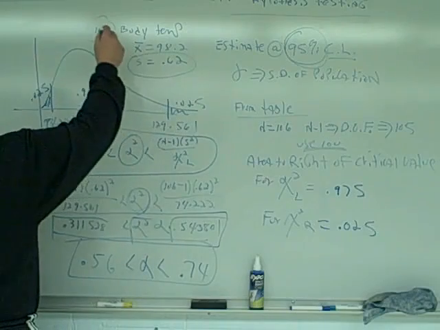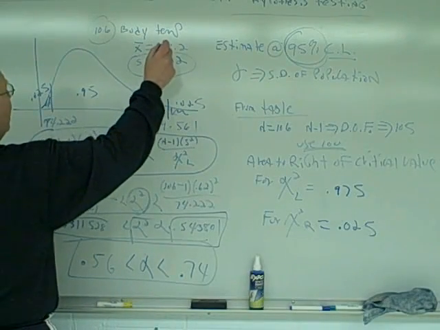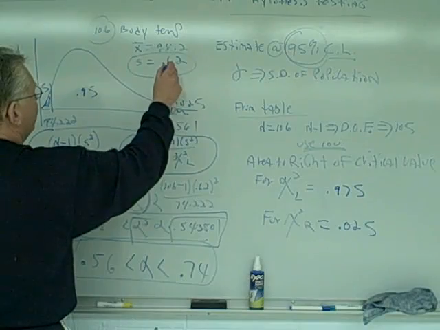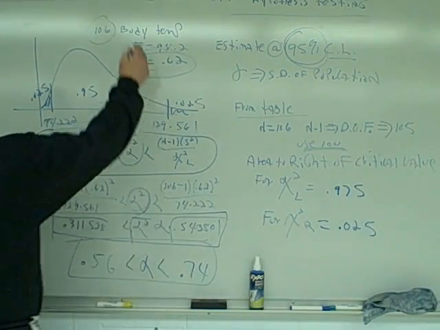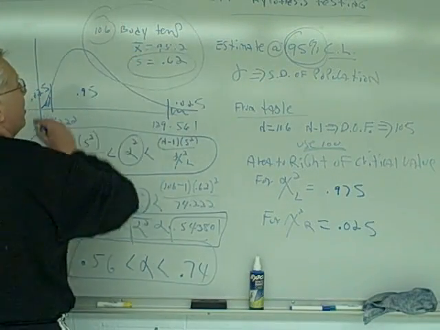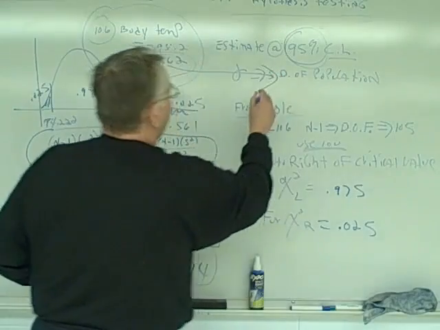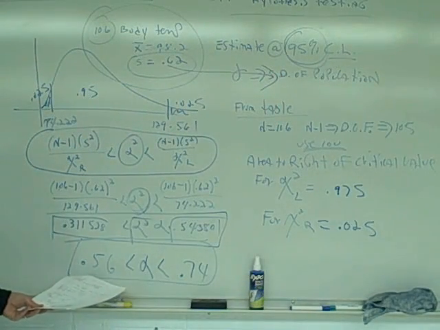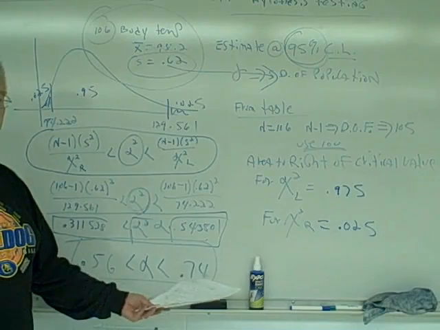Again, from a sample of 106 with a mean of 98.2, which we really never used, but a standard deviation of 0.62, from that sample, we estimated that the standard deviation of the population is somewhere between 0.56 and 0.74.